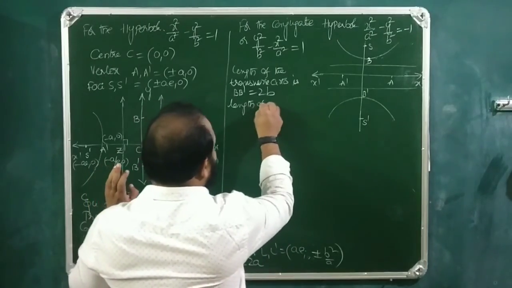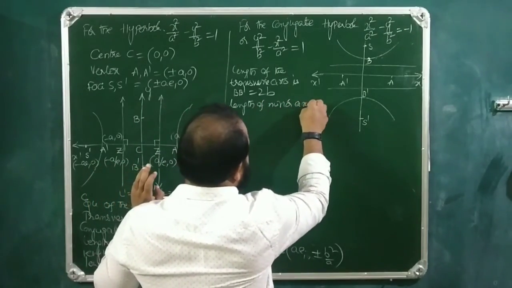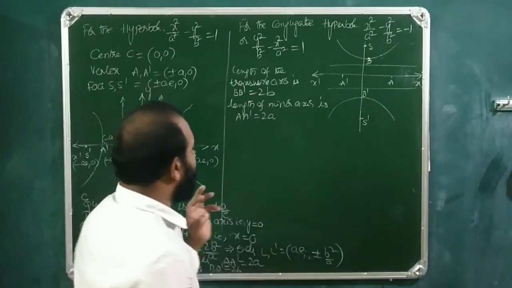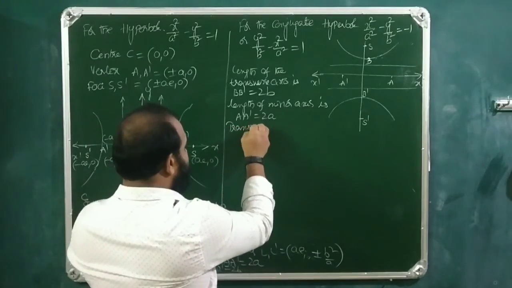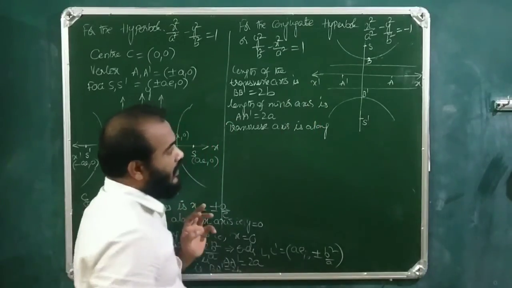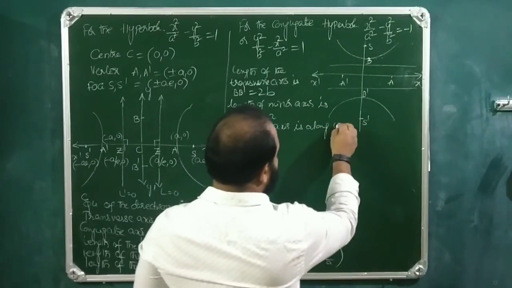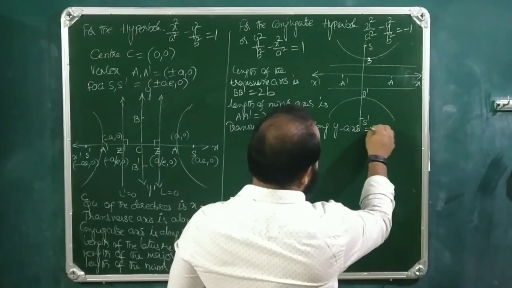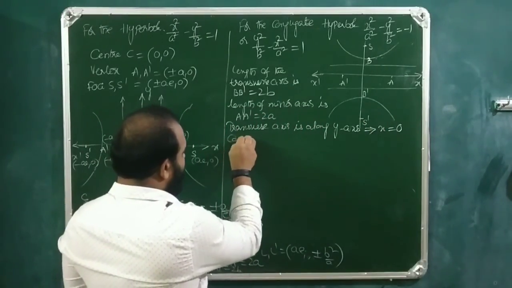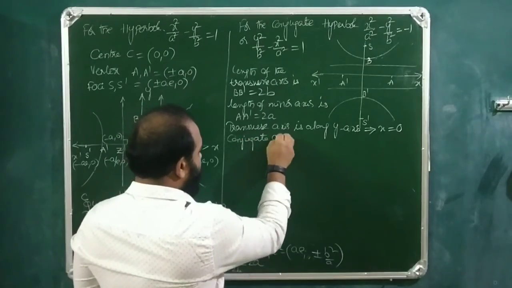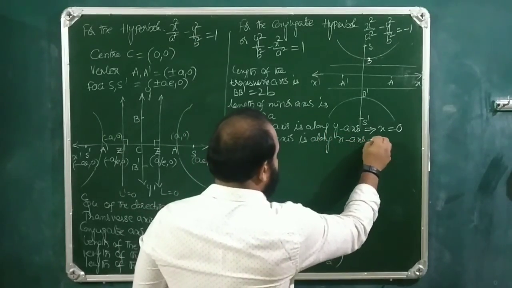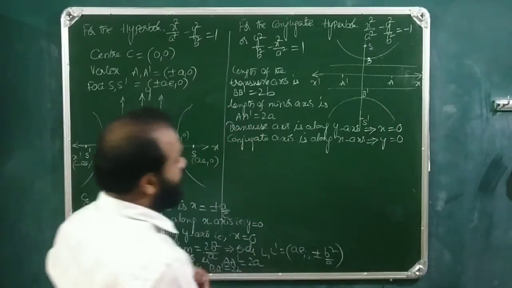So the length of the minor axis is 2a. The transverse axis is along the y-axis, so the equation of the y-axis is x equals 0. The conjugate axis is along the x-axis, that is y equals 0.